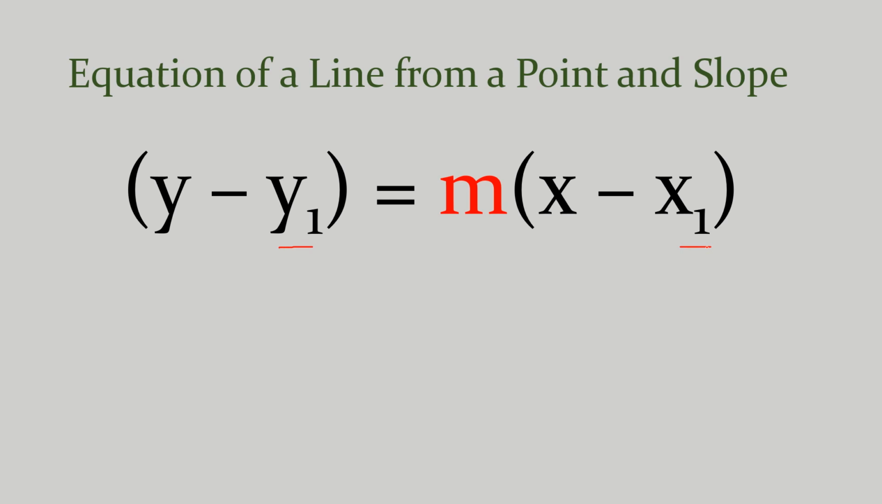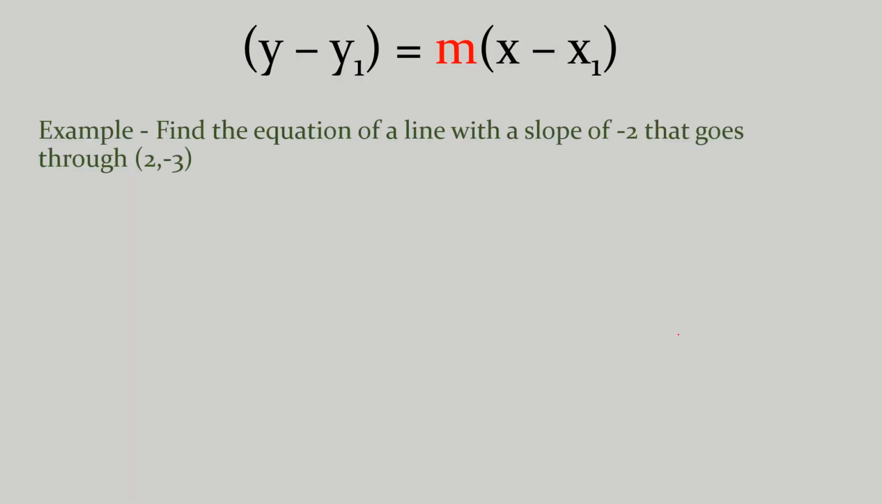So to show you what I mean, here's an example. Let's say you're asked to find the equation of a line with a slope of -2 that goes through the point 2 comma -3. In that case, first I'm going to start off with my equation. y minus y1 is equal to m times x minus x1. I'm going to plug in that point and that slope. And so you can see I have y minus -3 is equal to -2 times x minus 2.